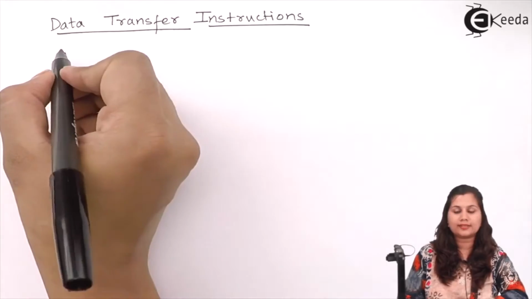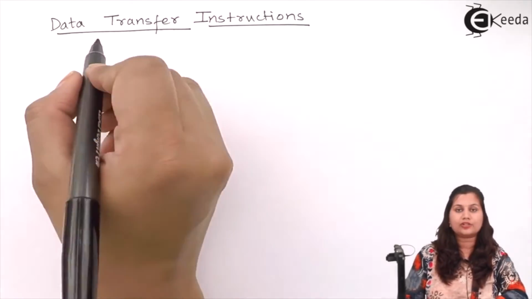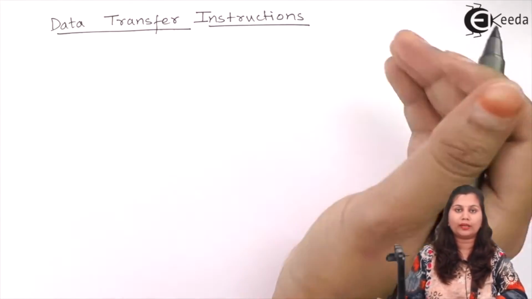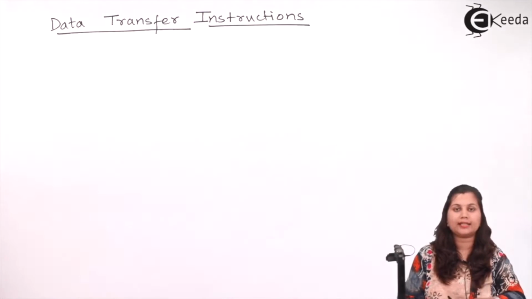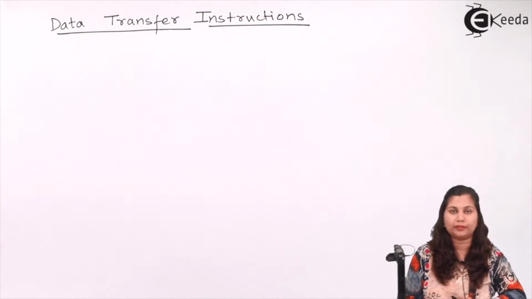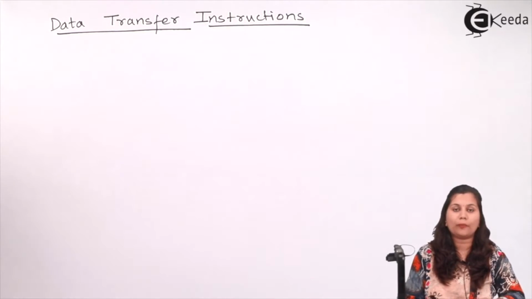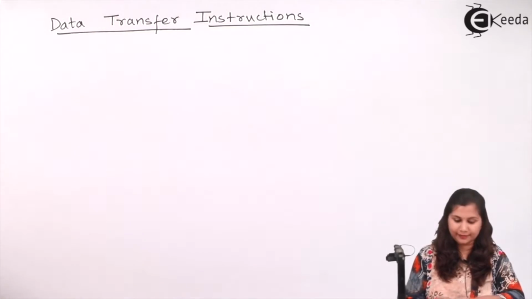The instructions in this category transfer the data from one location to another. That is, from source to destination, the data is transferred. But the content of the source is not altered. So we can say that it is a kind of copying operation, that the contents of the source are copied to the destination.